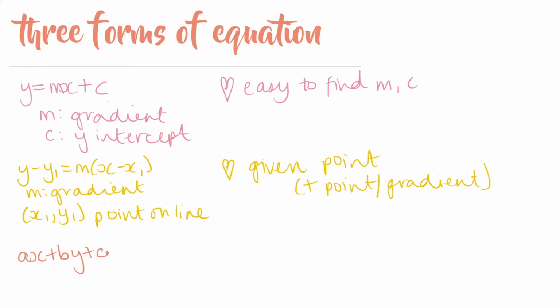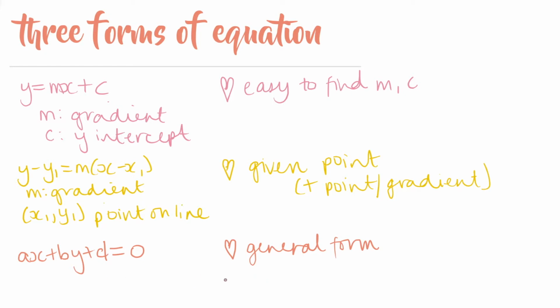The final form of equation we use at A-level is ax plus by plus a constant. It says c in all the notes, but we're going to call it d just because we've already got a c up there. That's all equal to 0. So this is just a constant number. It doesn't matter what letter you call it. It's just a number not multiplied by an x or a y. Now this is good because it's the most general form of a straight line equation, so it's quite useful to apply to lots of different things.